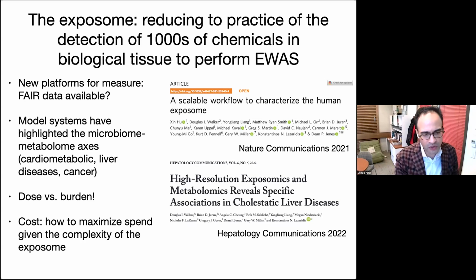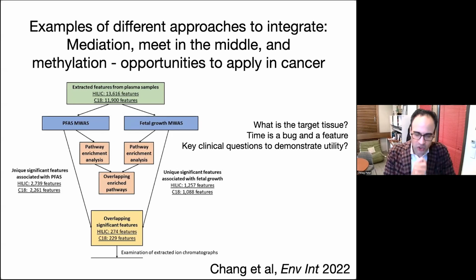We talked about dose versus burden, moving from something of acute dose potentially to a life course burden, and how to maximally spend given the complexity of the exposome, how do you maximize your opportunity given the complexity of what you try to measure. Sort of recapitulating in a figure showed by James is this figure here that Dr. Marsit showed, Carmen showed, about triangulating across different omic measurements to figure out the competing or the interaction between metabolites and exposures and outcomes.